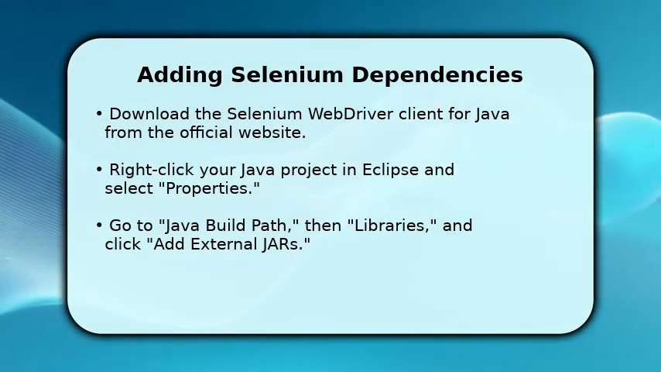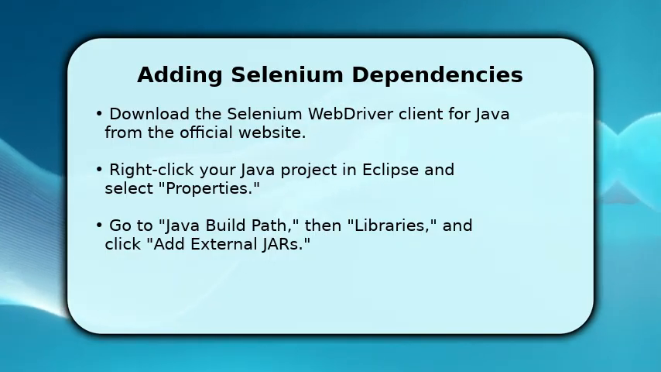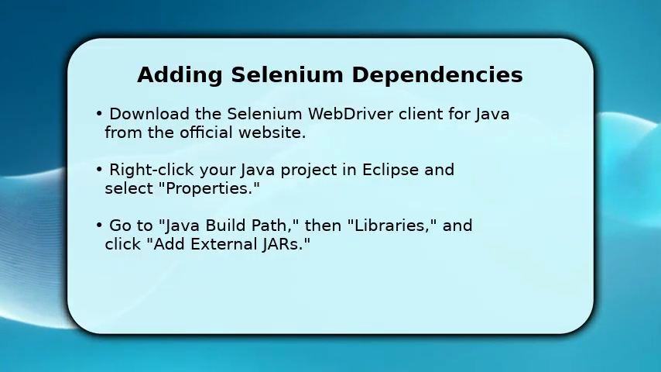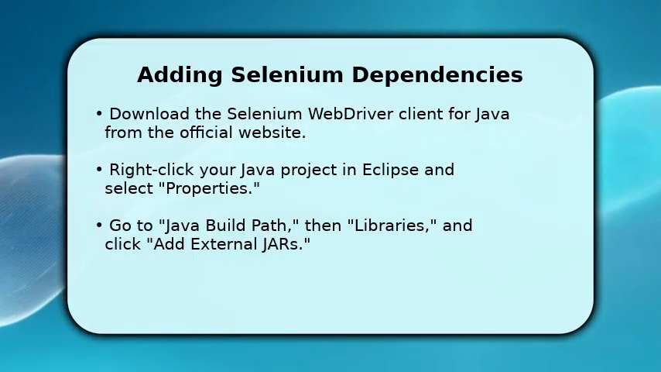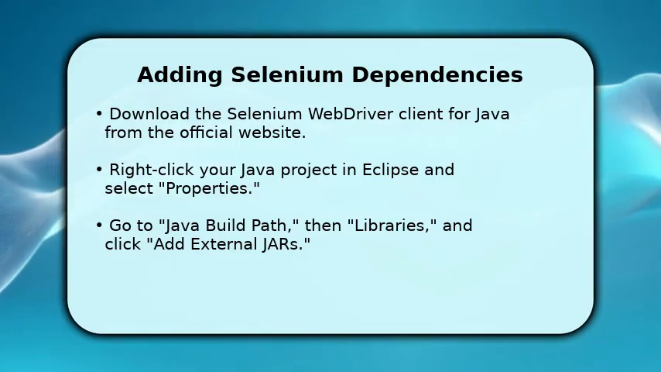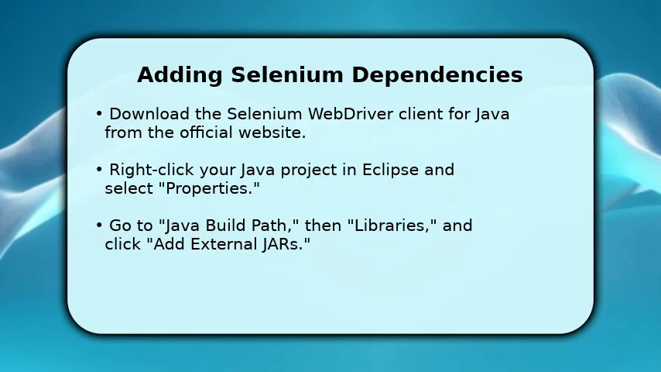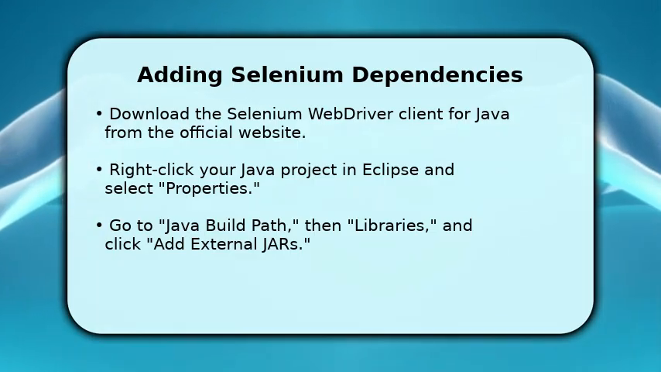Head to the official Selenium website and download the WebDriver client for Java. Once downloaded, right-click your Java project in Eclipse, select Properties, and then Java Build Path. Under the Libraries tab, click Add External JARs and include all the Selenium JAR files you just downloaded, including those found within the libs folder.